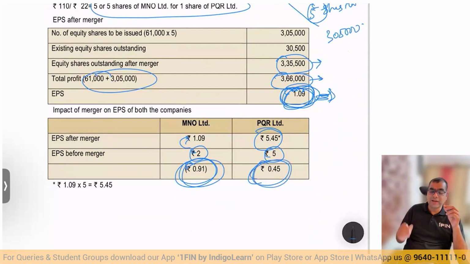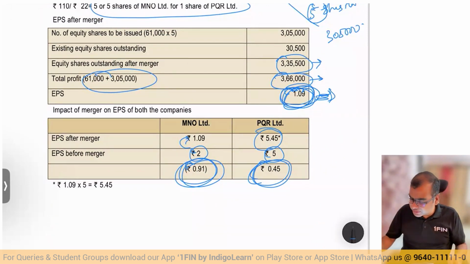Whereas each shareholder of PQR, the target, has gained 45 paisa. So this is the answer. You understood? Any doubts? Yes. Okay. Let us move forward. This is question number 12.